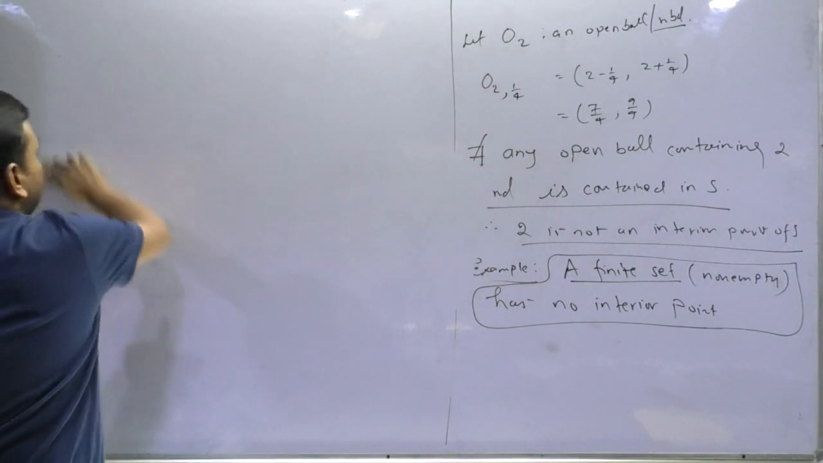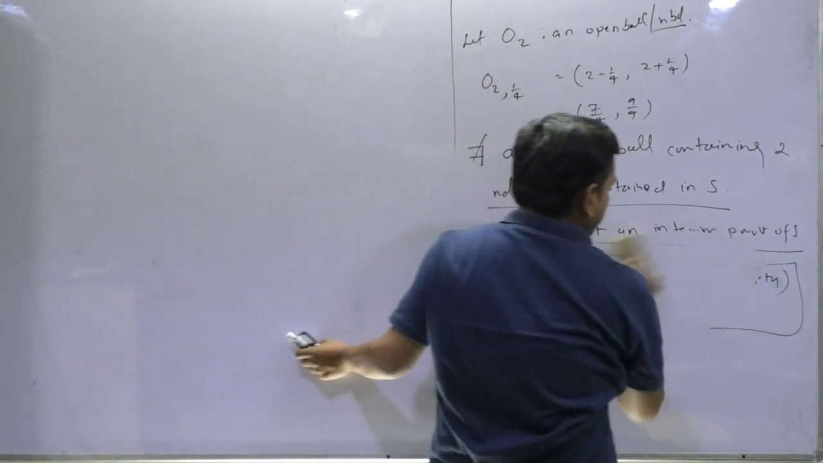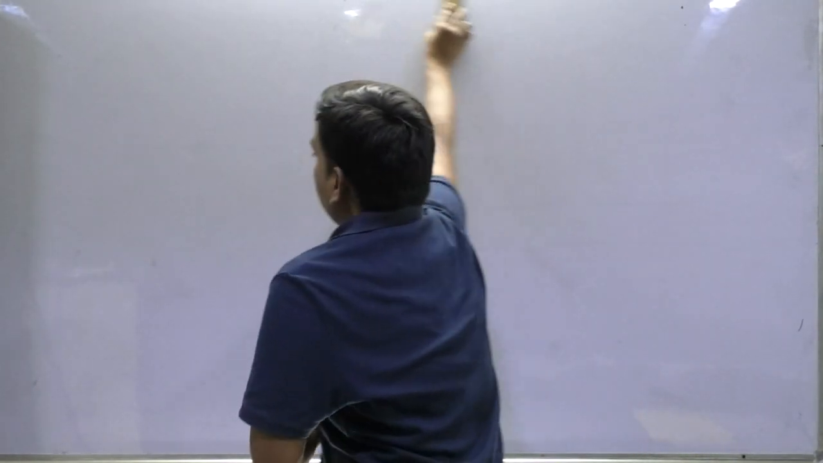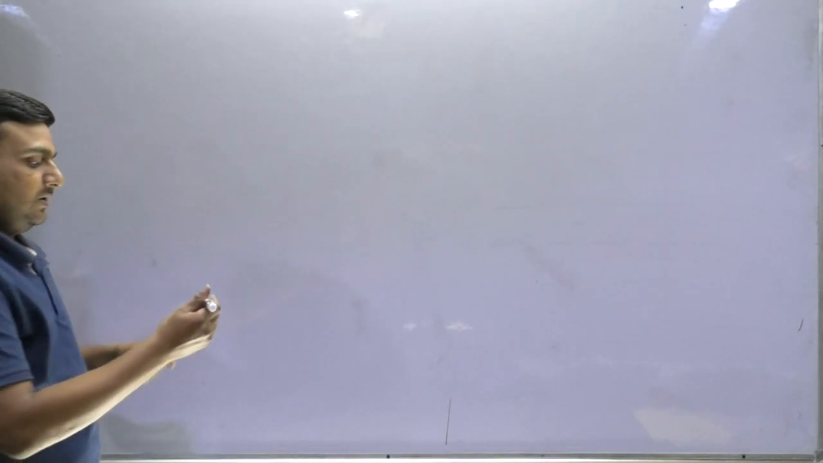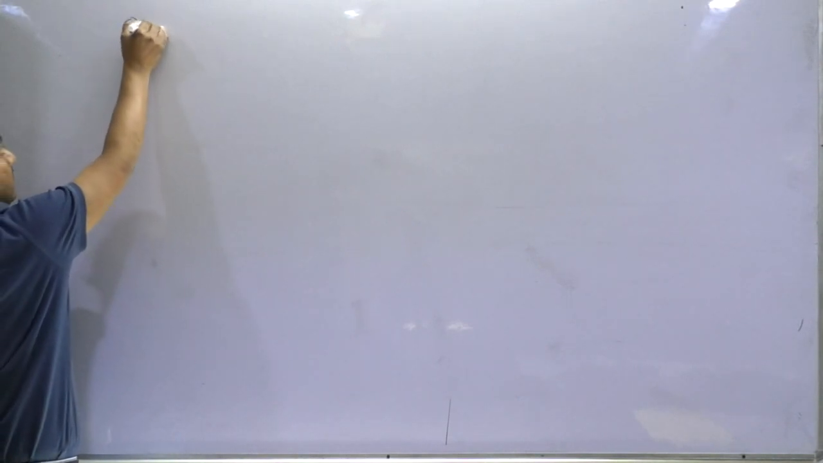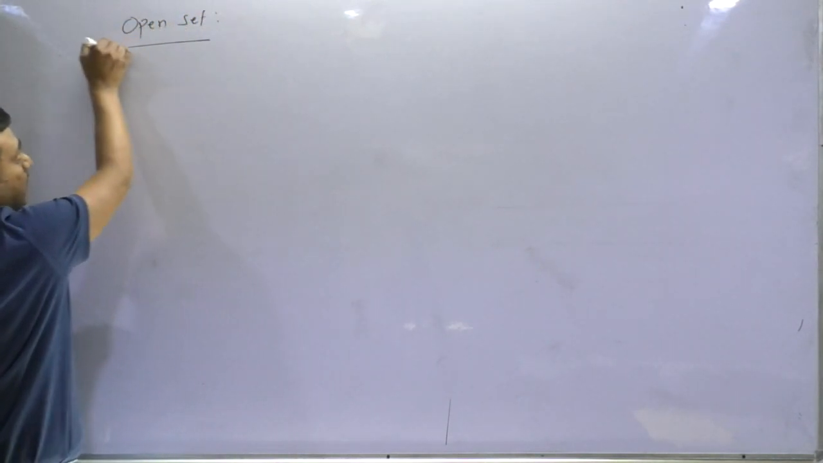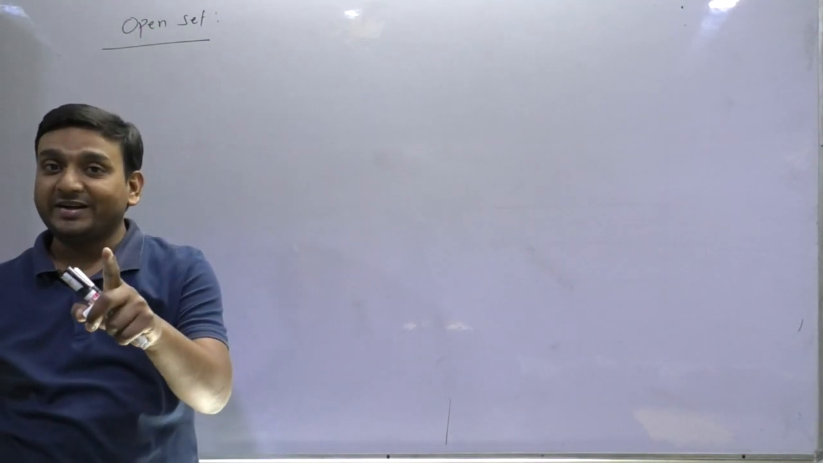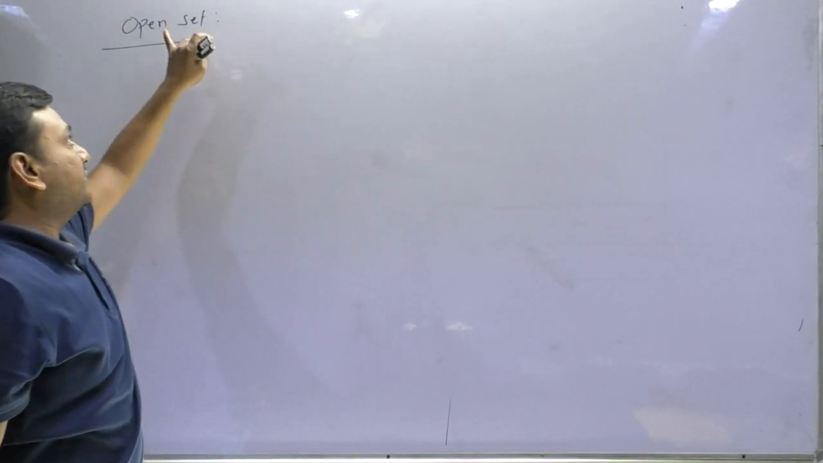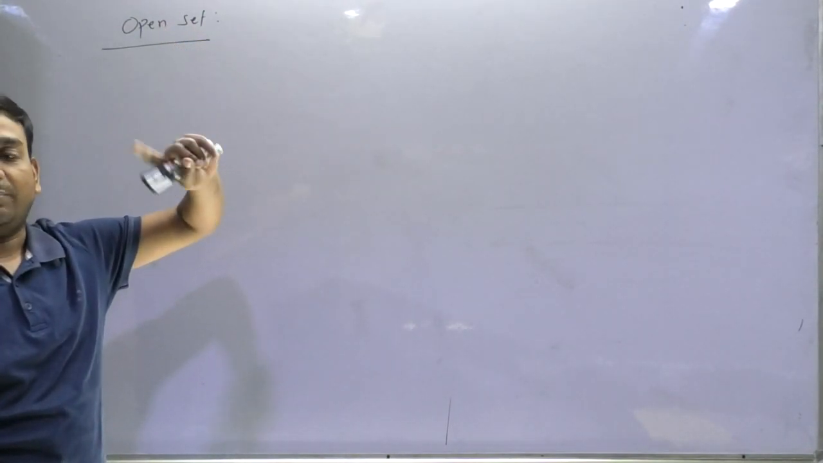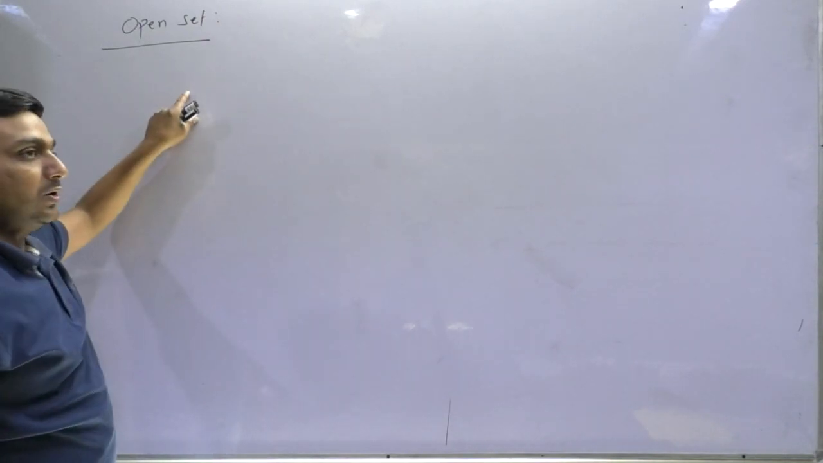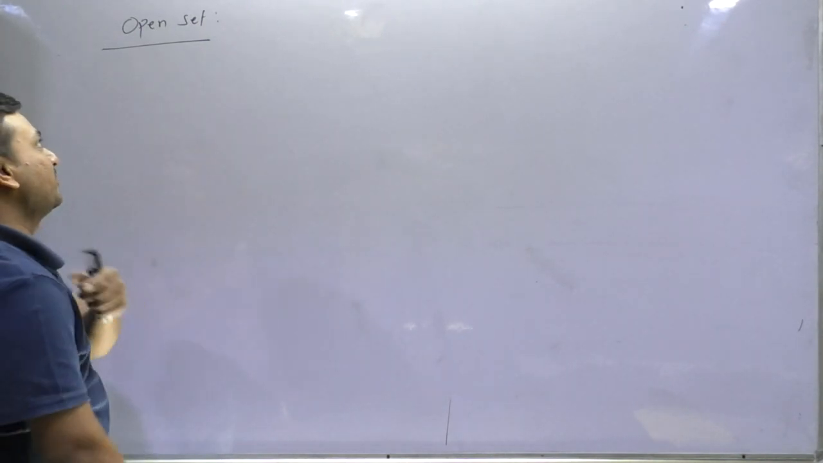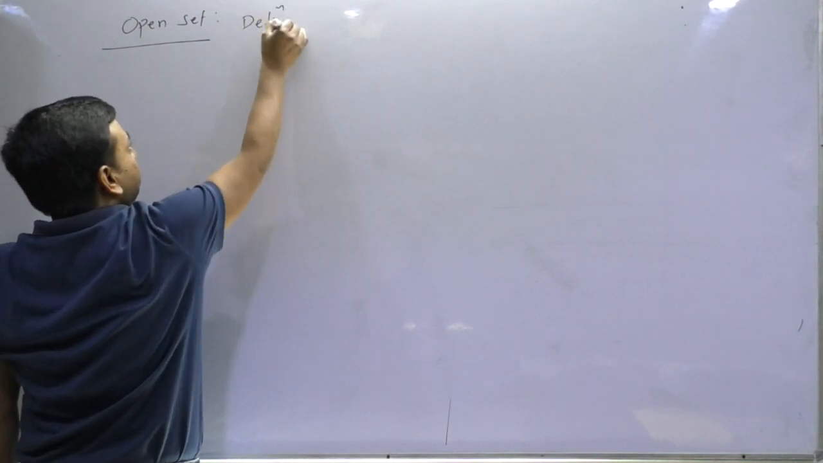Although I can move on to limit points from here, I'll move on to sequences. After the interior point, we have a concept that is the open set. Don't confuse between open ball, open interval and open set. Open set is a bigger concept than open interval. An open interval is an open set.